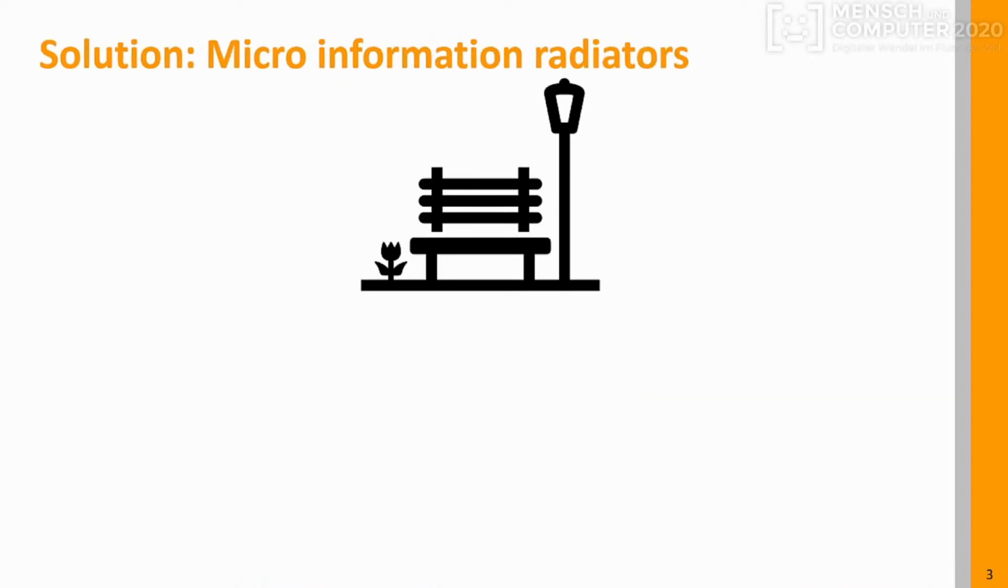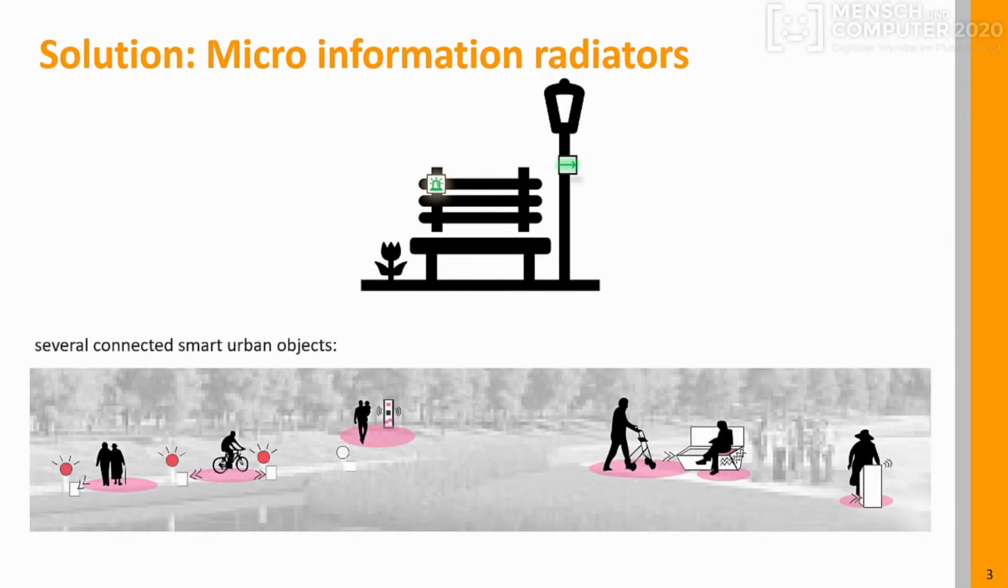Microinformation radiators are small devices that can be flexibly integrated into many objects in urban space, for example lampposts or park benches. Connecting several smart urban objects enables guidance by navigation and support of activities over a wide area, as you can see here in this figure.